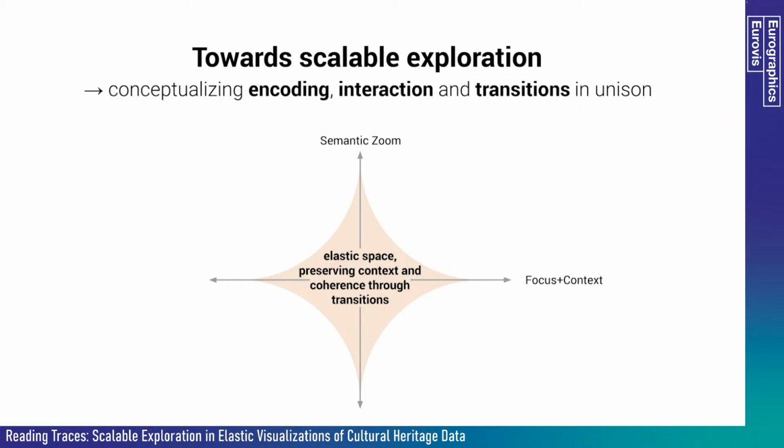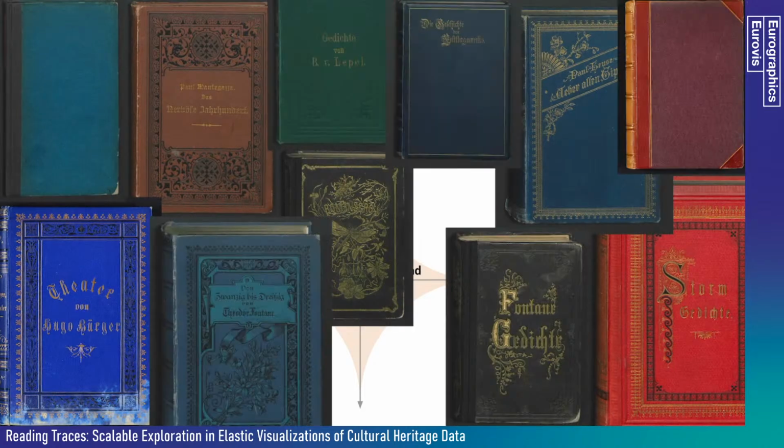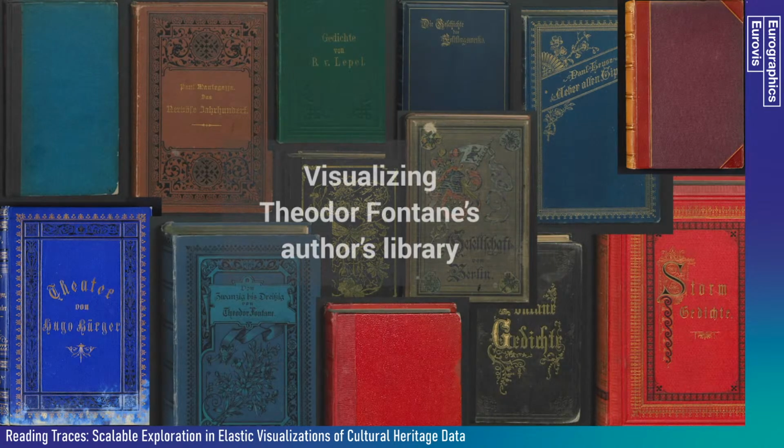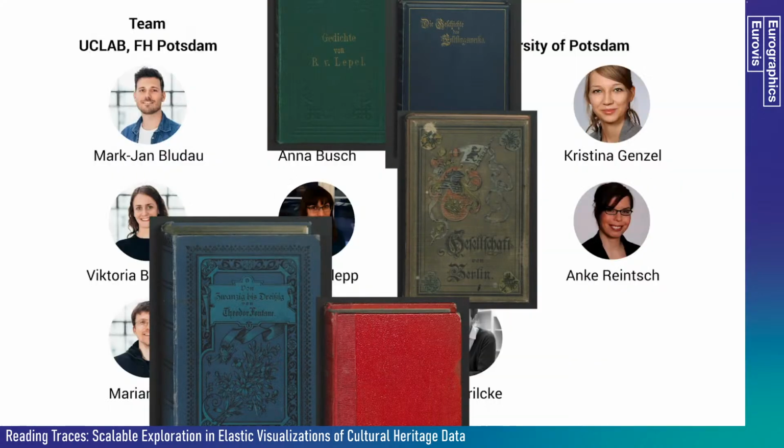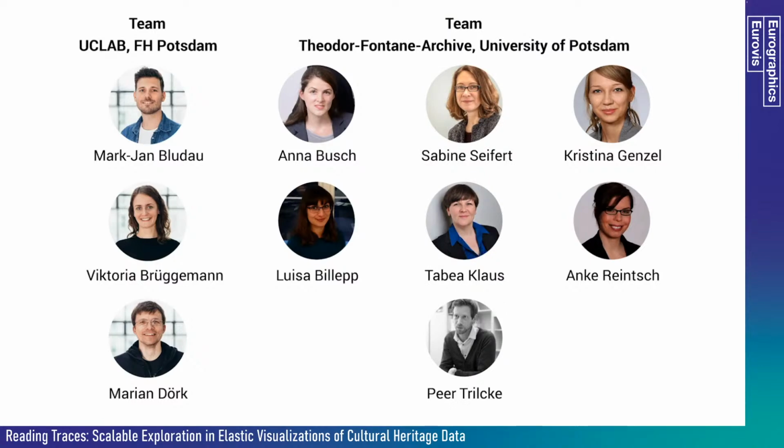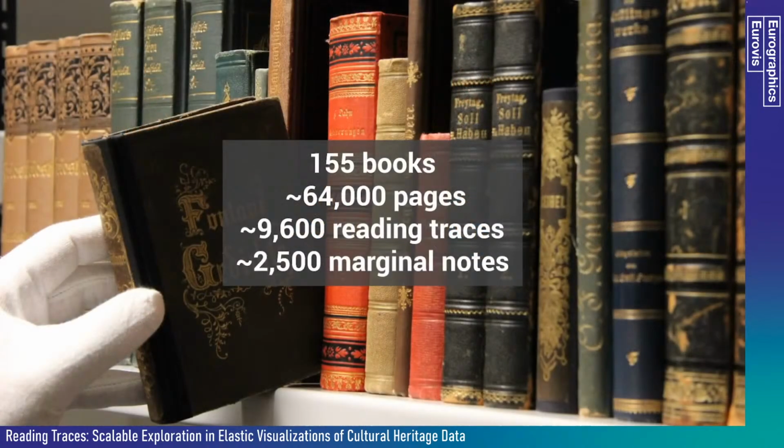To further explore the notion of scalability and elasticity, we did a design study about reading traces in Theodor Fontane's personal authors library, a collaboration between the UCLab and the Theodor Fontane archive. The collection, Fontane's authors library, is a collection of around 155 books, not necessarily written by Fontane, but books that were once in Fontane's possession.